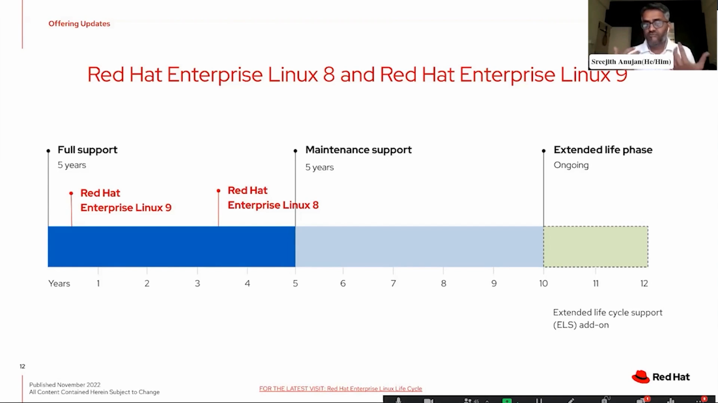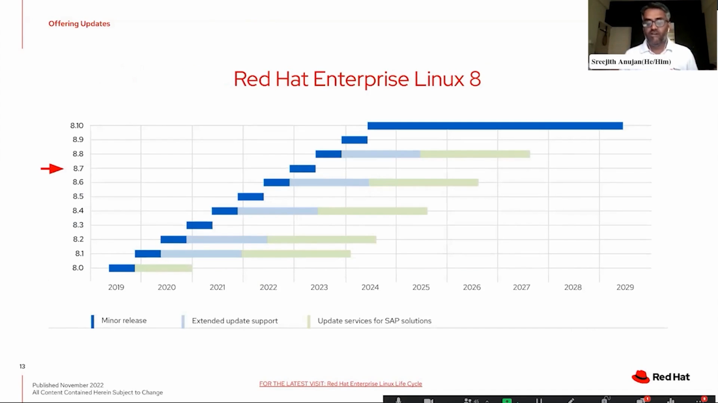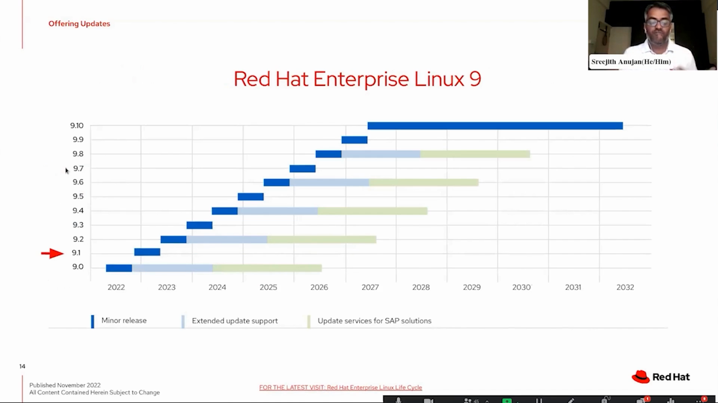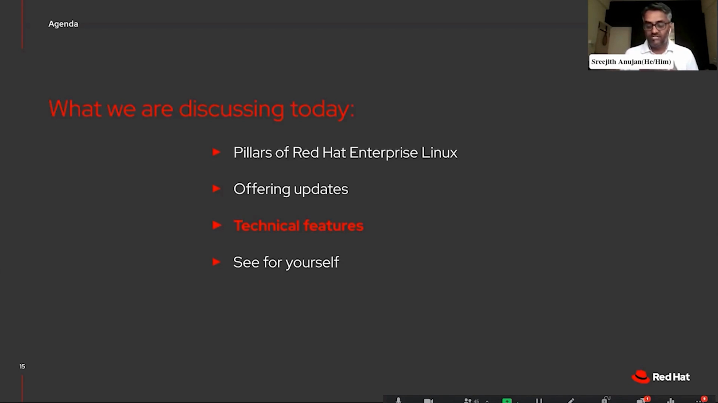It's important to understand the life cycle so that you can plan your updates and upgrades. From a timeline perspective, the latest version of RHEL 8 is 8.7, and the latest version of 9 is 9.1 as we stand here, in March 2023. The latest version of RHEL is RHEL 9.1. Now, let's dive into some of the technical features.